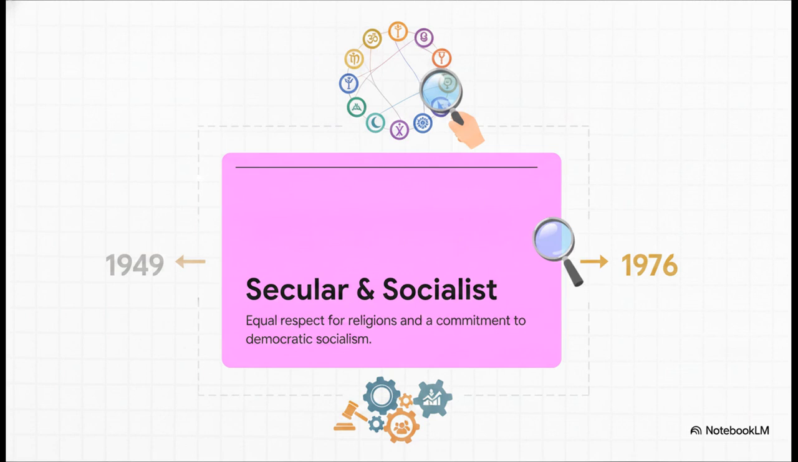Next, we have secular and socialist. And get this, these two powerful words weren't even in the original 1949 preamble. No way, right? They were actually added later by the 42nd Amendment Act in 1976. The Indian concept of secularism is super unique because it's a positive concept. It doesn't mean a strict wall between church and state like you see in the West. Instead, it means giving equal respect and equal support to all religions. As for socialist, we're talking about democratic socialism here. The goal is ending poverty, ignorance, and inequality of opportunity.